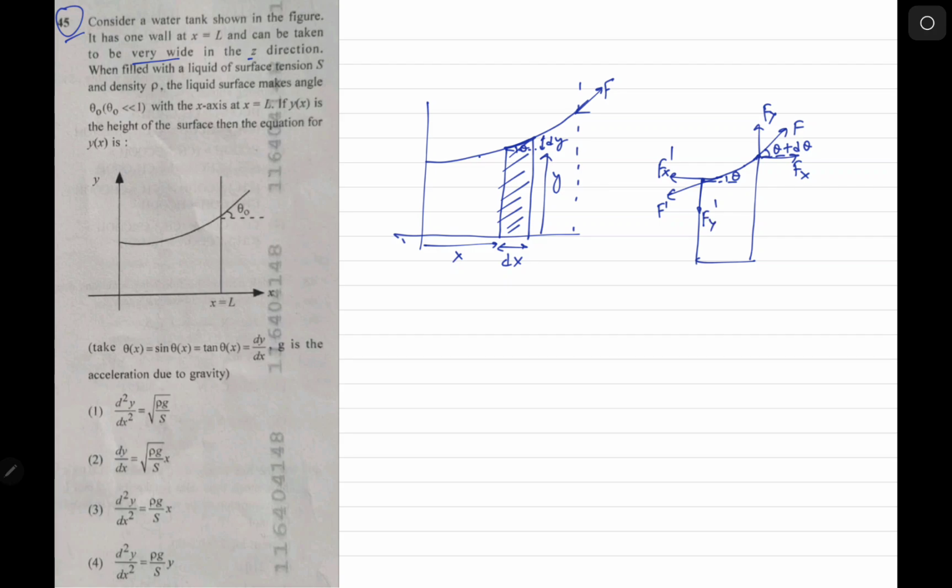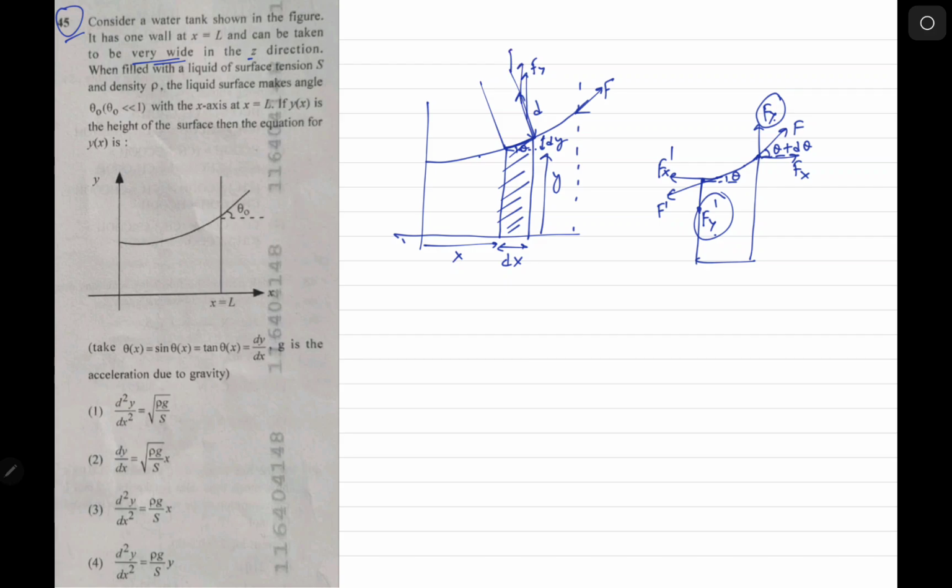Now we need to write the surface tension, so we'll just consider the net vertical forces, and these are the forces which are acting. If I assume that this length is small d, not capital D, small d, variable only. This fy and this fy dash are acting perpendicular to this length, which is the width of this leg, which is very wide, very long. So this fy is acting perpendicular to this.